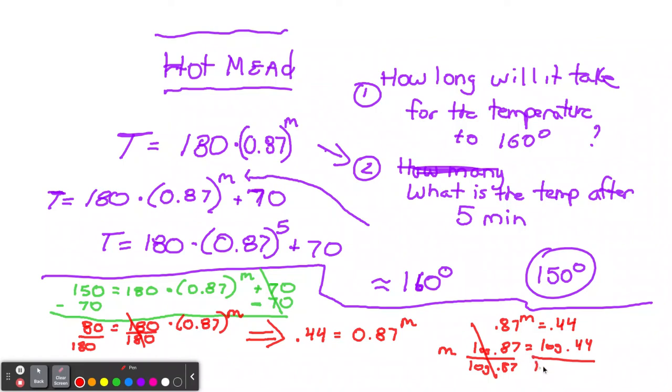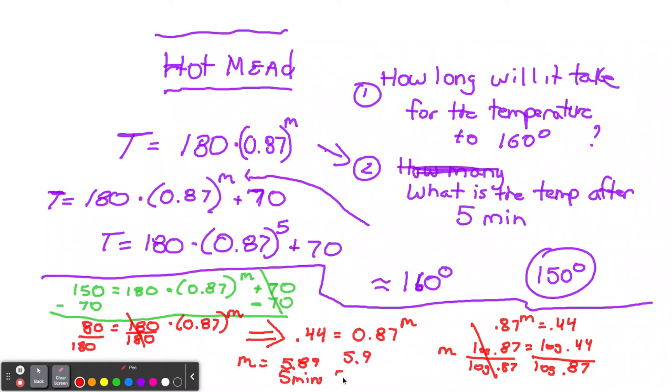Dividing it out, and rewind the tape if it's getting a little confusing. On your calculator, you're going to press in log 0.44. Don't forget the log button. Divided by log 0.87. You have to divide that out. And when you do divide that, m is going to equal about 5.89, which is about 5 minutes. Well, let's just say 5.9, just to round it up.